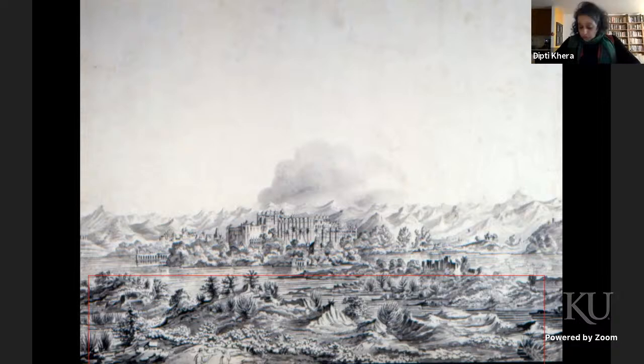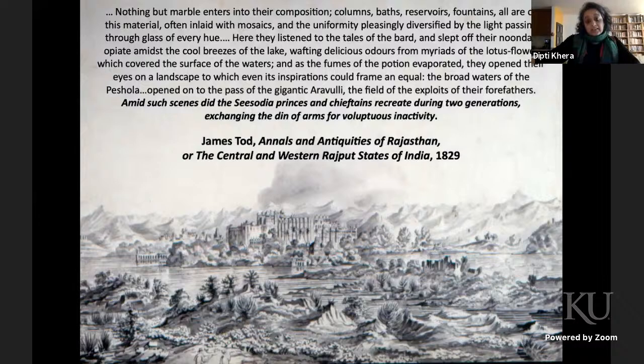Tod first enumerated the undulating mountains, the scented lake waters, and the lake palaces, and then damned its royal patrons for voluptuous inactivity. He underscored, in a way, the shift in moods from prosperity to exuberance to decadence to decline.